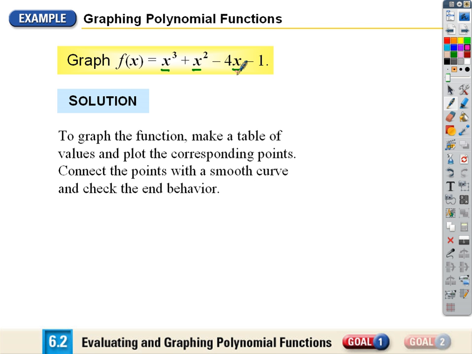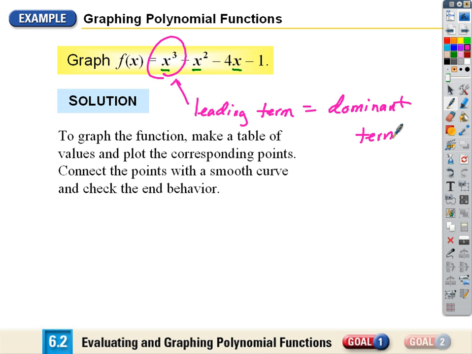So now let me ask you again, which term wins? Which term is going to contribute the most to what's happening as x gets really big? Yeah, the biggest power. The first term, the leading term, equals the dominant term. It's the one that's going to make the most difference.